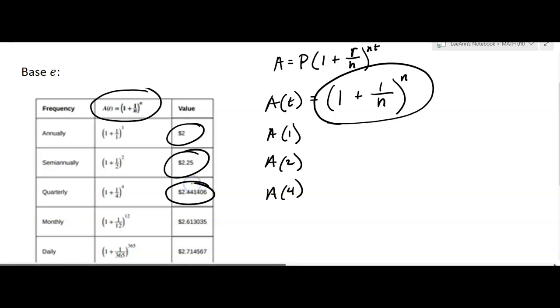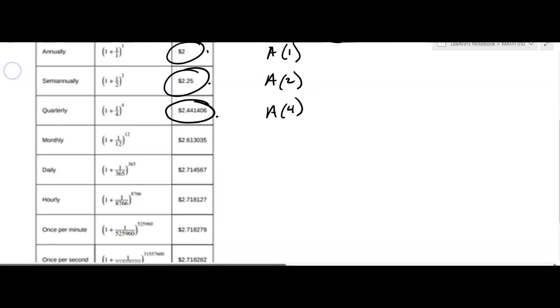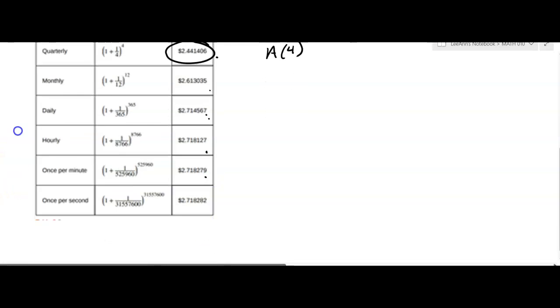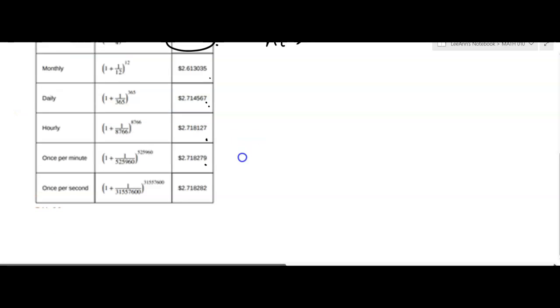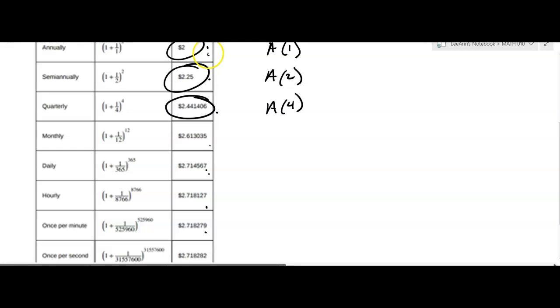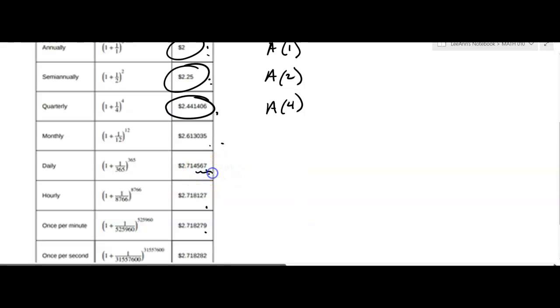So right there, they're saying, okay, annually, semi-annually, quarterly. Now we're going to just keep raising how many times we're compounding it: monthly, daily, hourly, once every minute, once every second. Okay, so look at those numbers. What's happening? We started out at $2 and $2.25, $2.44, $2.61, $2.71, and there's more decimal part here. It keeps going on, right? Okay, so you get the idea what's happening here.